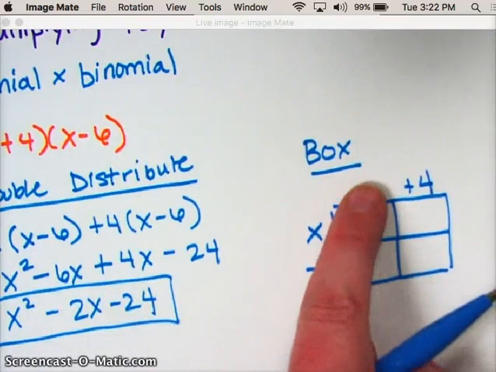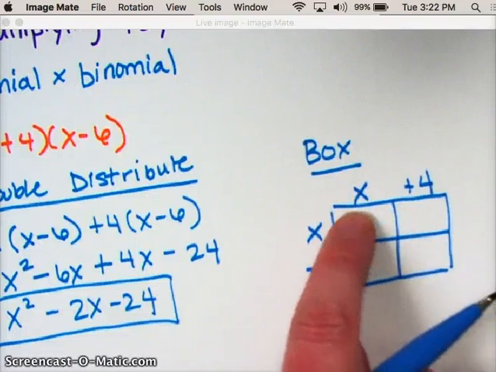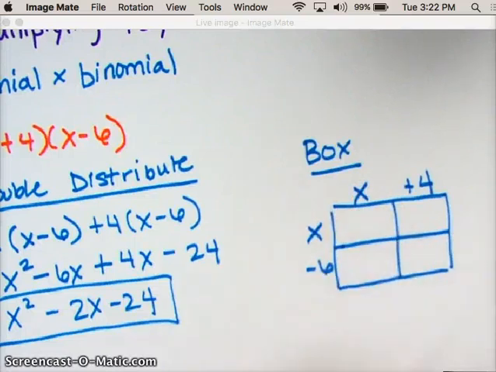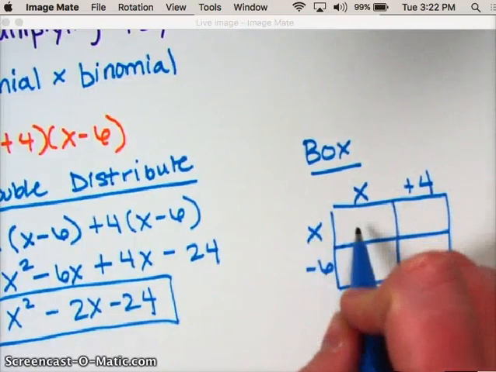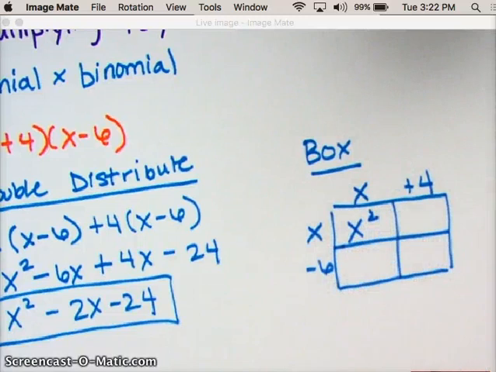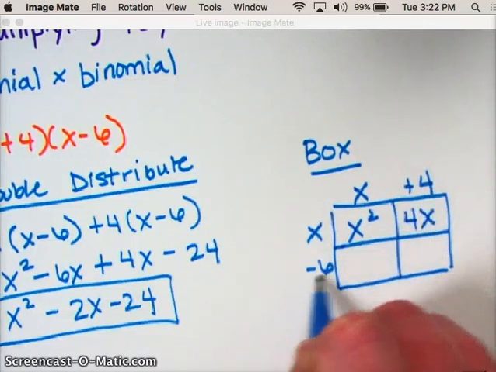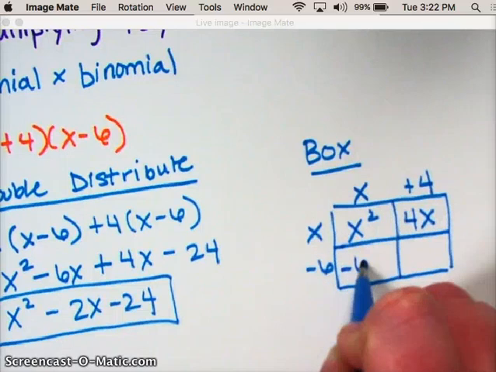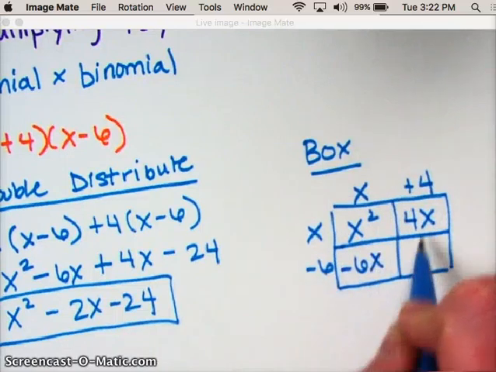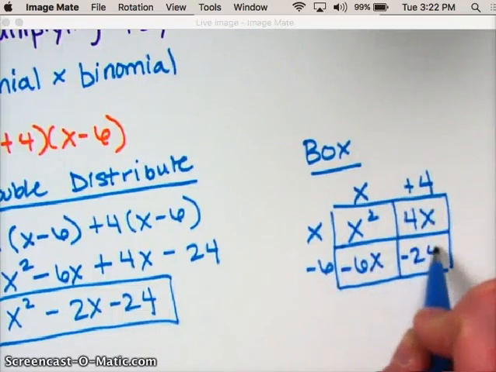We're going to multiply the dimensions, and that will get us essentially the area for each quadrant. So x times x is x squared, x times 4 is 4x, negative 6 times x is negative 6x, negative 6 times 4 is negative 24.